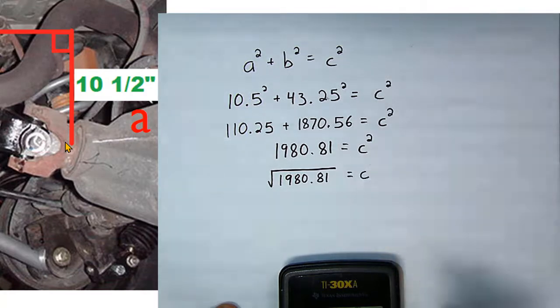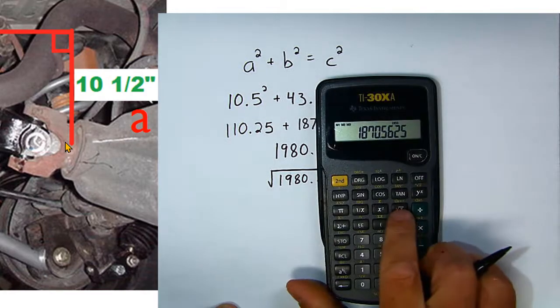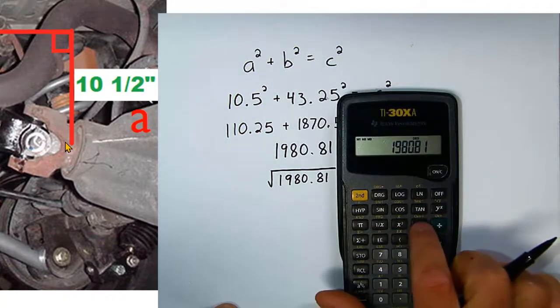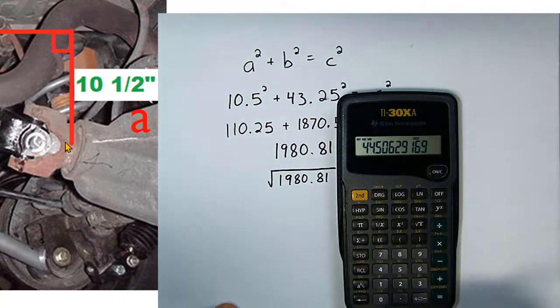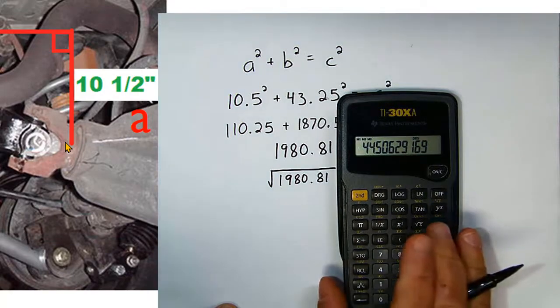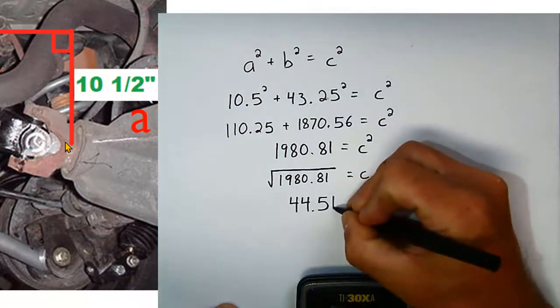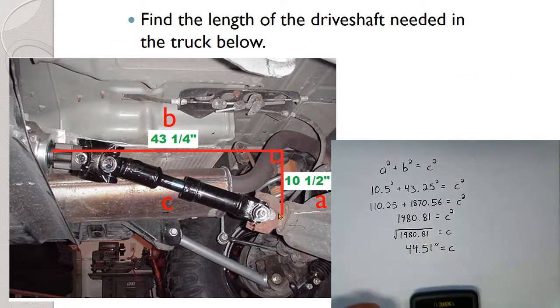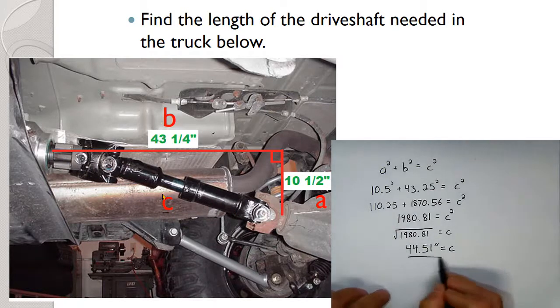It varies a lot as to where that's found. On my calculator, it's right here. I'm going to take 1980.81 and take the square root, and it turns out to be 44.51. Those are inches in this problem, and that is the length of side C. And we're done. And that should seem about right. In our picture, we'd need a drive shaft definitely longer than 43 1/4, and that's exactly what we got.